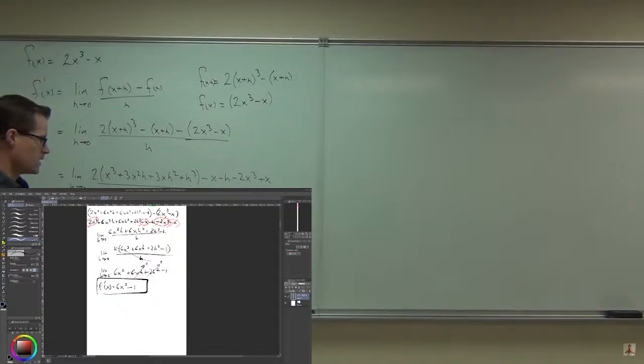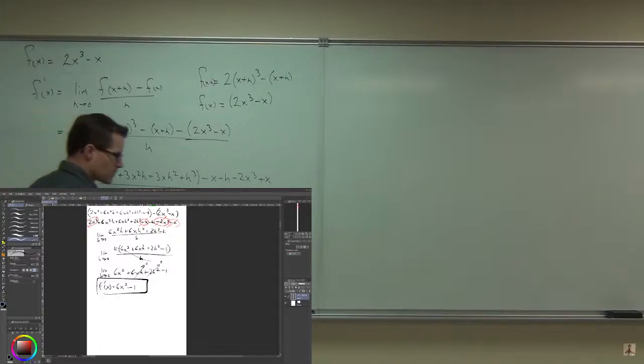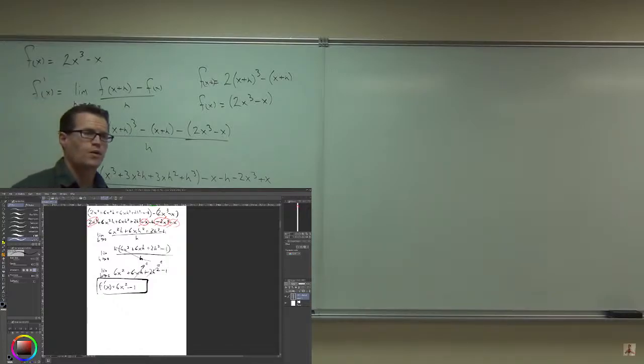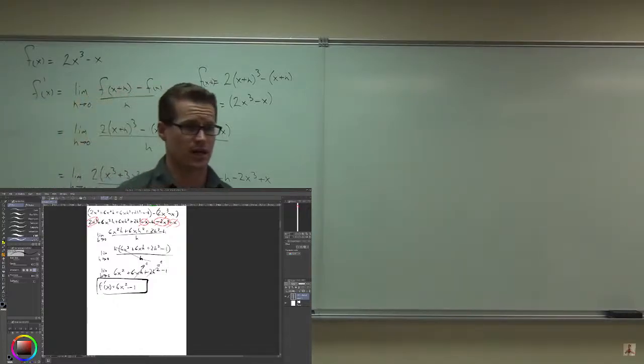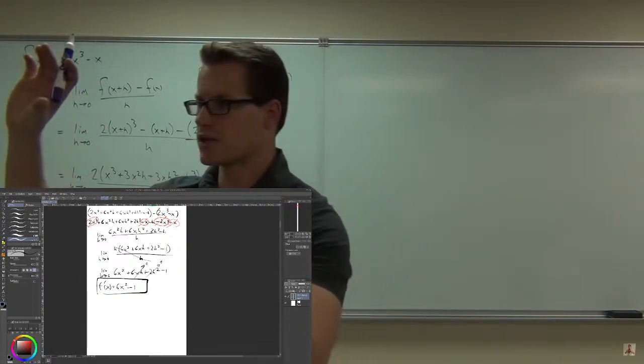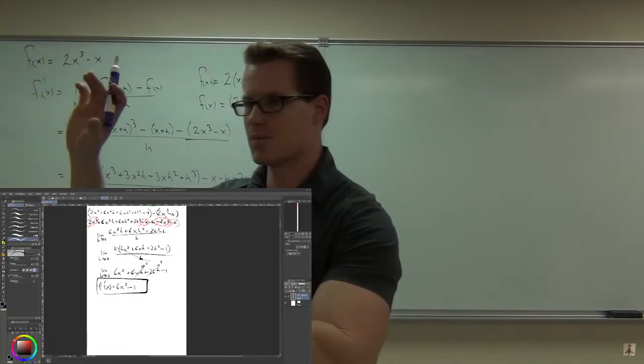Well, let's see. Does the 2x cubed go away? Yes. Gone. How about the x? Yes. That's everything that doesn't have an h. What that means is that you should be able to factor out an h from the rest of it. If you can factor out an h from the rest of it, you can have h over h. That's something we can simplify. You get me on this?